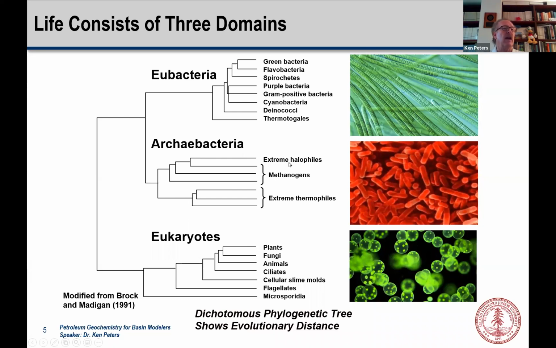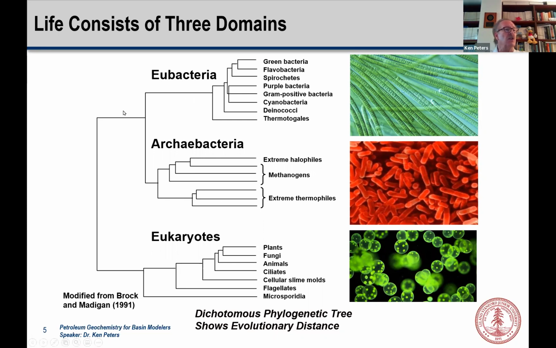They include extreme halophiles. They live in very saline environments. Methanogens that can generate methane from organic matter. Extreme thermophiles that can live at very high temperatures. Some of these organisms reproduce best at autoclave temperatures of over 100 degrees centigrade. So here are some methanogens over here on the right, a photograph of them.